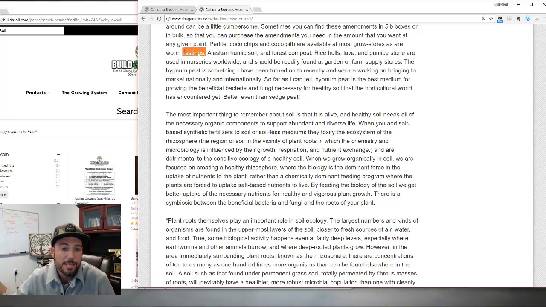And then the worm castings, we have a very premium source. Most of the stuff at the hydro store is not good. Alaskan humic soil, we're investigating right now, but for a long time we've not used it because it's a little expensive, being brought in from Canada for really what it is. And forest compost oftentimes is not a very good product. So anyways, those may be what's available locally.